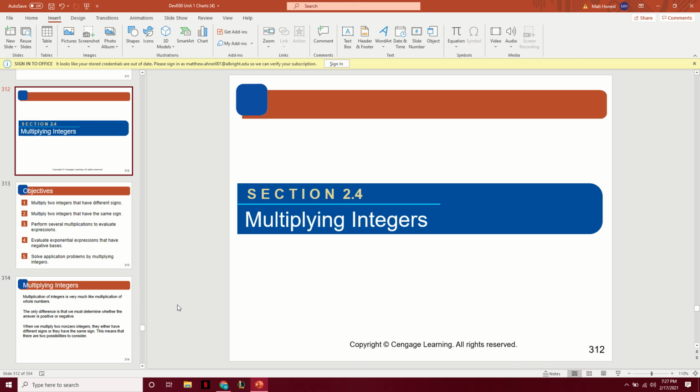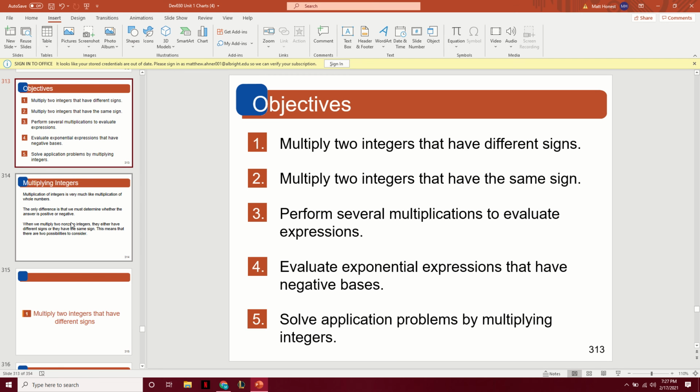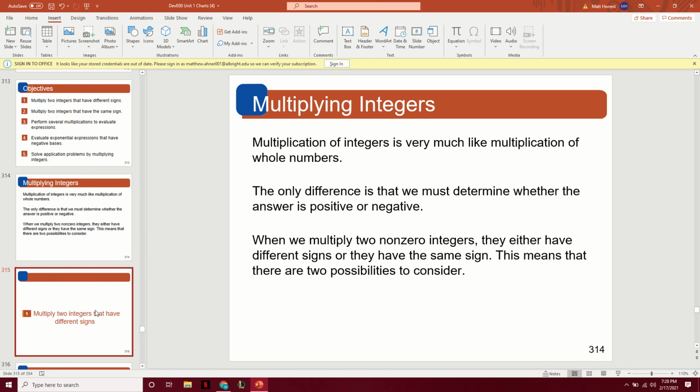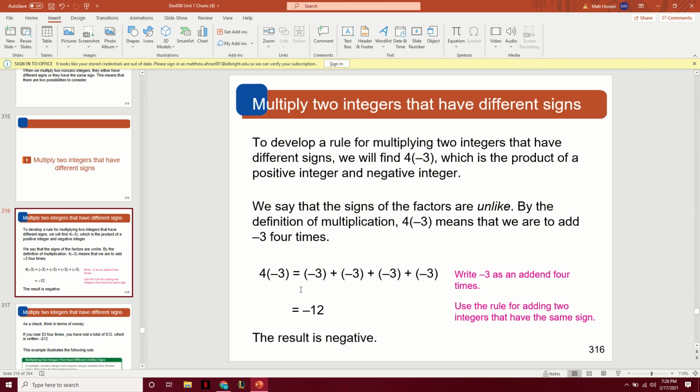Let's talk about multiplication. I think multiplication and division are actually significantly easier than adding and subtracting. For multiplication, the only thing that changes from the stuff we've already learned is if we have different signs. If we multiply two numbers together that have different signs, your answer is negative.